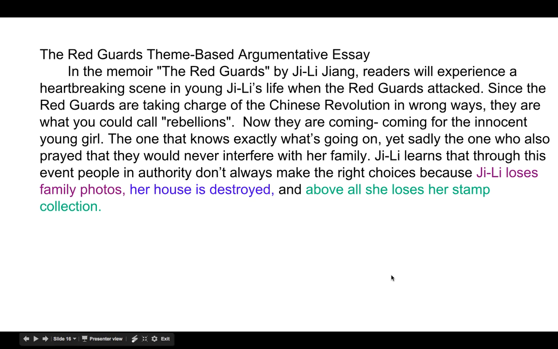Okay, so here we see a complex sentence. You have your AWOOBIS phrase, since. Okay, that's one of them. You can see we have a compound sentence here, yet. Okay, you see the comma right before the conjunction. And there are some simple sentences. Now they are coming for the innocent girl. They each play a part in our writing. We just want to make sure we don't have too much of one type of sentence.